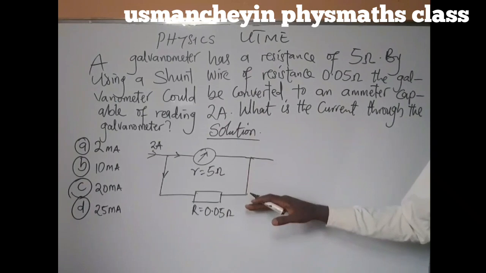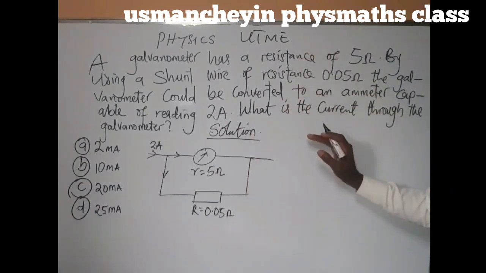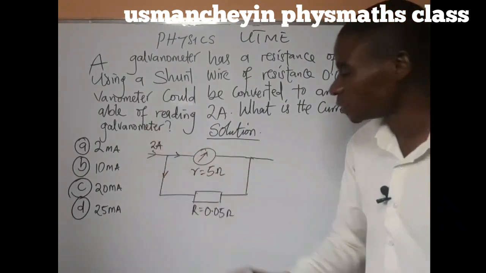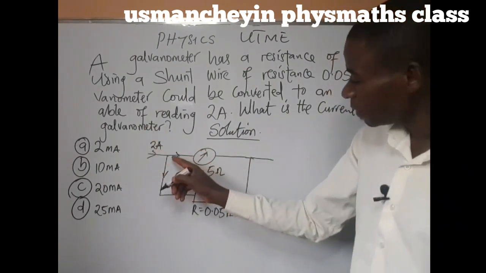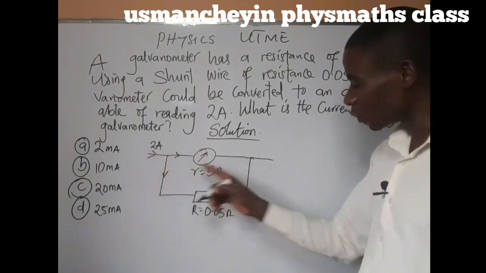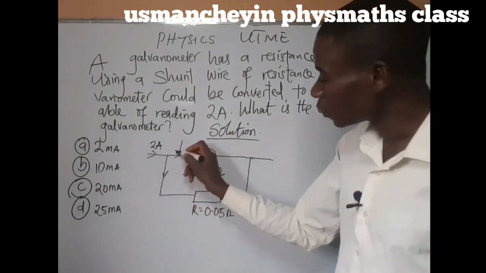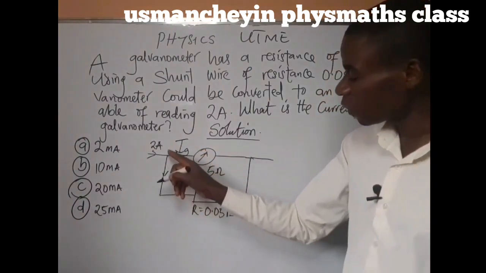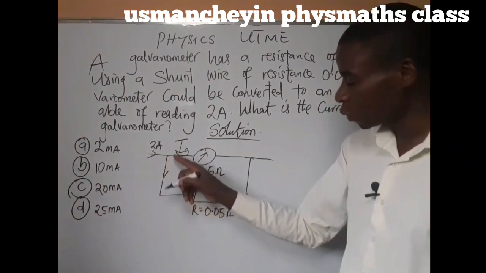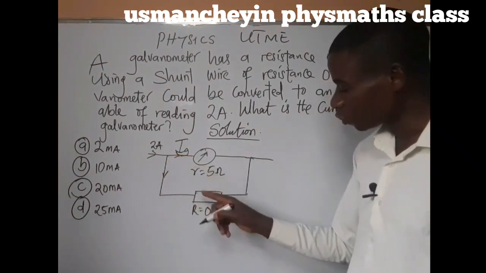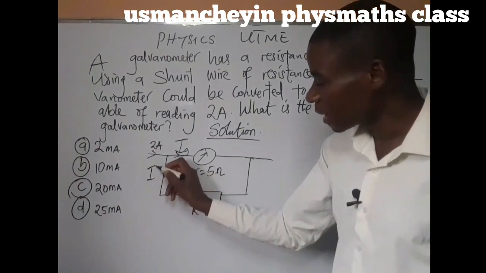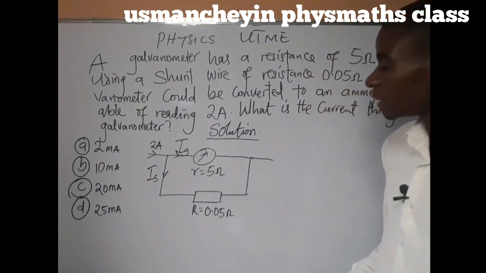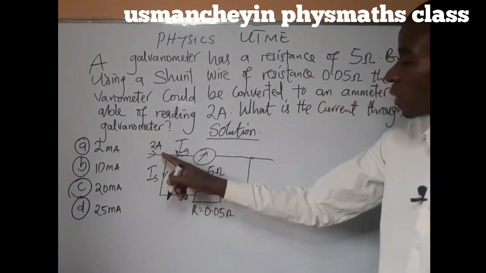Yes, this is exactly like this, okay? So now they are asking us to look for the current that goes through the galvanometer. It's very simple. It means that this is the total current that is entering the circuit. So we are going to have another current here. This current is the one that will go through this galvanometer. And of course, this is a parallel arrangement. So we're going to have another current that will run through the shunt, and that should be IS.